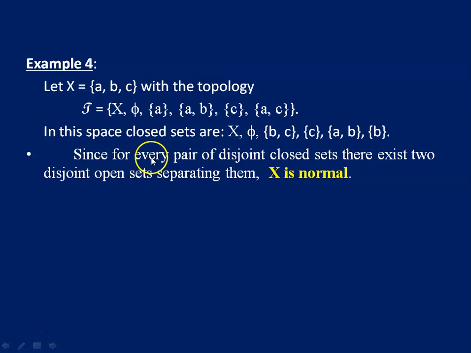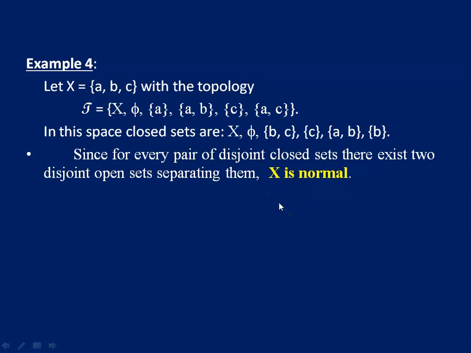Here we can see that for every pair of disjoint closed sets, there exist two disjoint open sets separating them, because in this topological space the pair of disjoint closed sets are B and C, which can be separated by two disjoint open sets {A, B} and {C}. So this is a normal topological space.